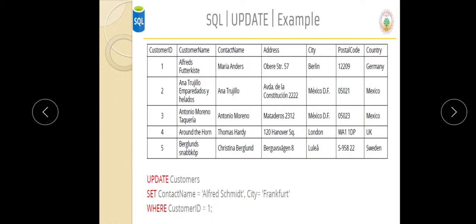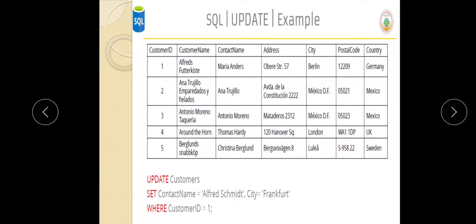Clear? Of which customer are we updating? Of customer ID 1. That is given in the where clause. So WHERE customer ID equal to 1, semicolon. When we execute this statement, customer ID 1's contact name as well as city will be updated. Here the contact name is Maria and the city is Berlin. It will be changed to Alfred and Frankfurt.